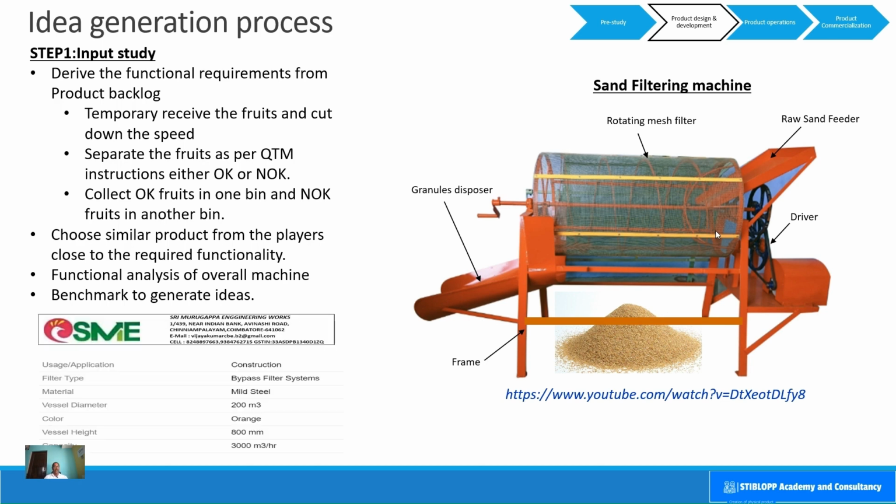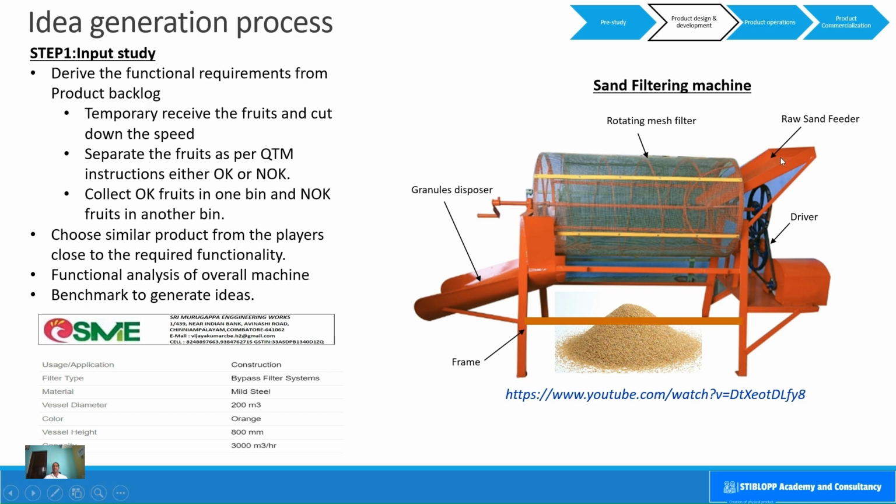The sand filtering machine is manufactured by Sri Murugappa Engineering Works in Coimbatore. Okay, so this is a sand filtering machine that is having a vessel diameter of 200 meter cubed, vessel height of 800 mm, capacity of 3000 meter cubed. Let's try to understand what are the different functions that are involved in the sand filtering machine. The first function is the input feeder. The second function is the rotating mesh. The third function is the disposal system, which disposes the filtered out granules to the outside.